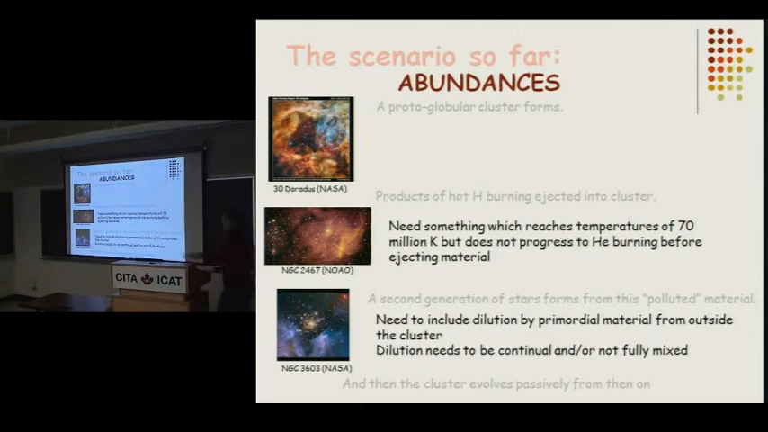In order to explain the abundance observations that I showed you, we also need to include dilution by primordial gas. So not only do we need to take this processed gas, but we then need to go off to the interstellar medium, collect up a bunch of normal gas, and stick that into the globular cluster too, to form stars. And we can't do this just once and then mix it all up. We don't have two groups of stars. We have this line.